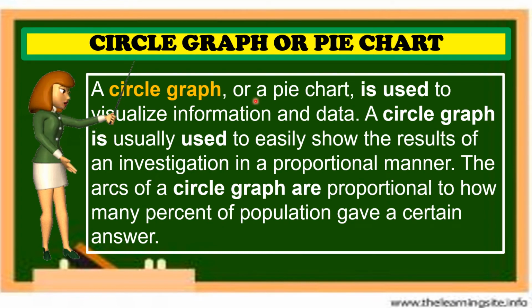A circle graph or a pie chart is used to visualize information and data. A circle graph is usually used to easily show the result of an investigation in a proportional manner. The arcs of a circle graph are proportional to how many percent of population gave a certain answer.